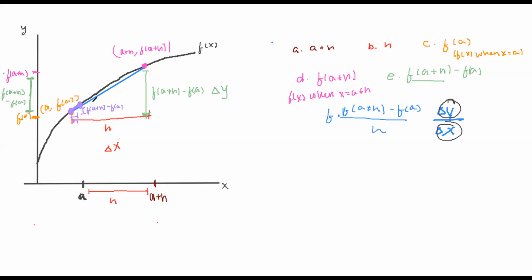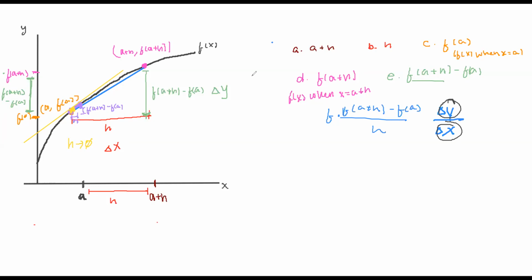And then I'm going to make it even smaller. I'm going to make it so they're almost right on top of each other. We're going to say that H is approaching zero. And thus, my line is approaching the line tangent to the curve at that point. Does that make sense?